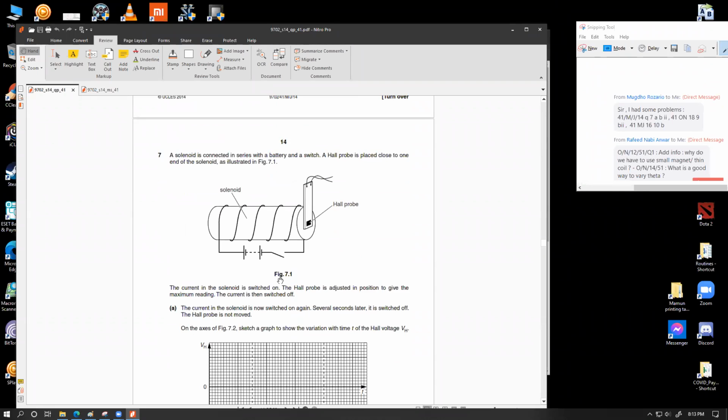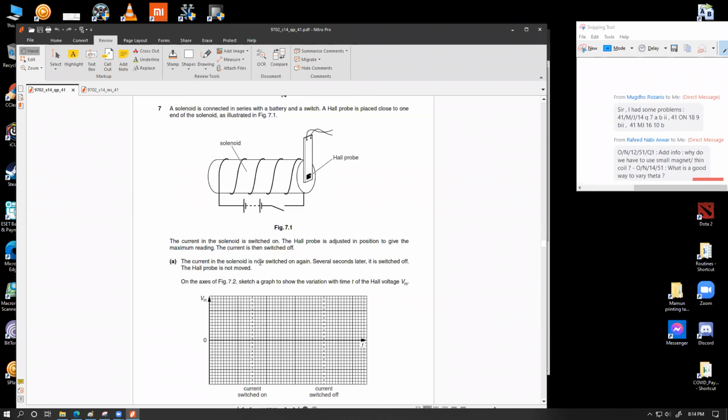The question says a solenoid is connected in series with a battery and a switch. A Hall probe is placed close to one end of the solenoid, as illustrated in figure 7.1. The current in the solenoid is switched on. The Hall probe is adjusted in position to give the maximum reading. The current is then switched off. Acha, this is a nice question. Good pick, well done. The current in the solenoid is now switched on again. Several seconds later, it is switched off. The Hall probe is not moved. On the exercise figure 7.2, sketch a graph to show the variation with time t of the Hall voltage VH.